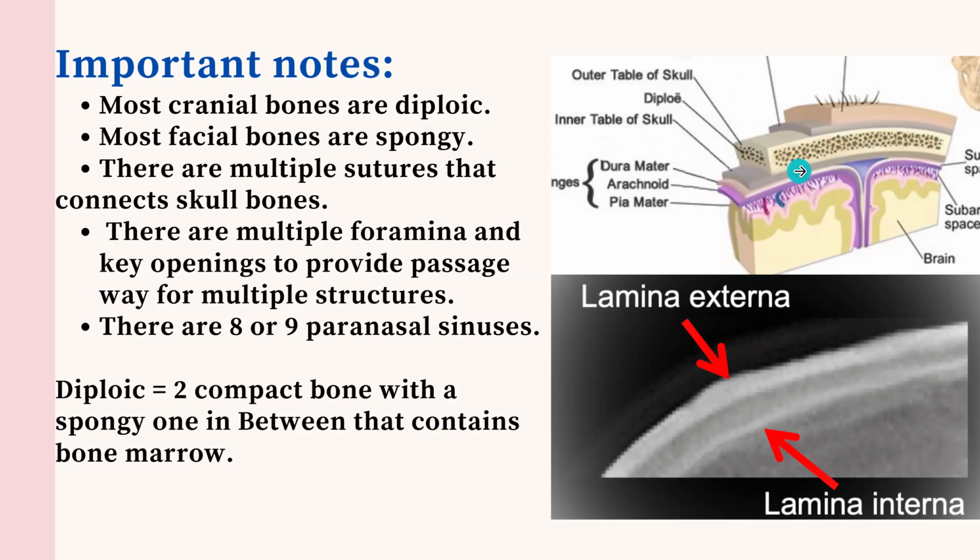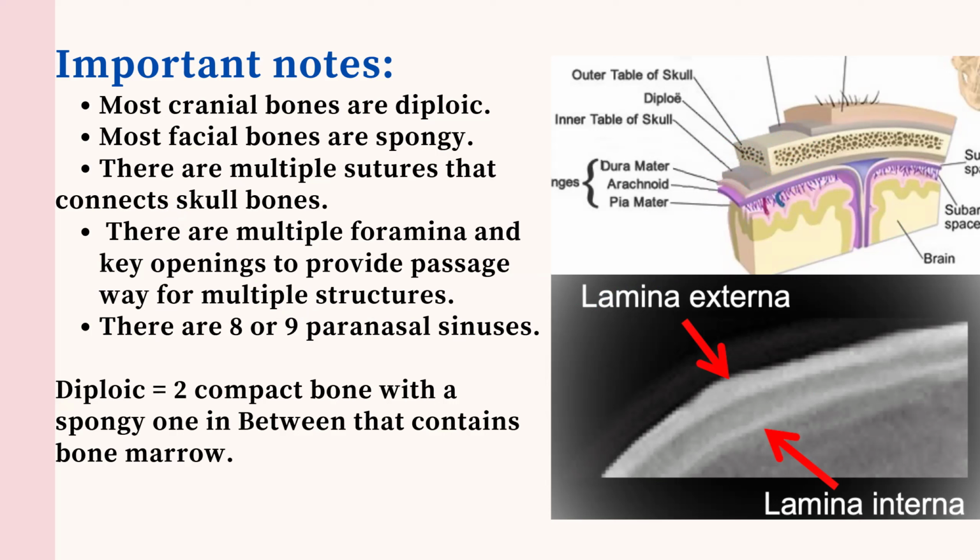It has a hematopoietic function. This is important information that you should know: the flat bones consist of the outer table or lamina externa and lamina interna, and between them the diploe is located. There are multiple sutures. The second point, most facial bones are spongy. Most facial bones are considered spongy bones.